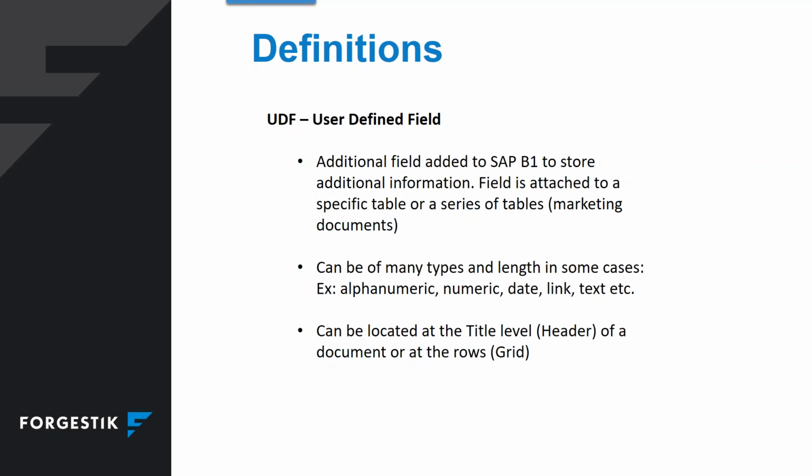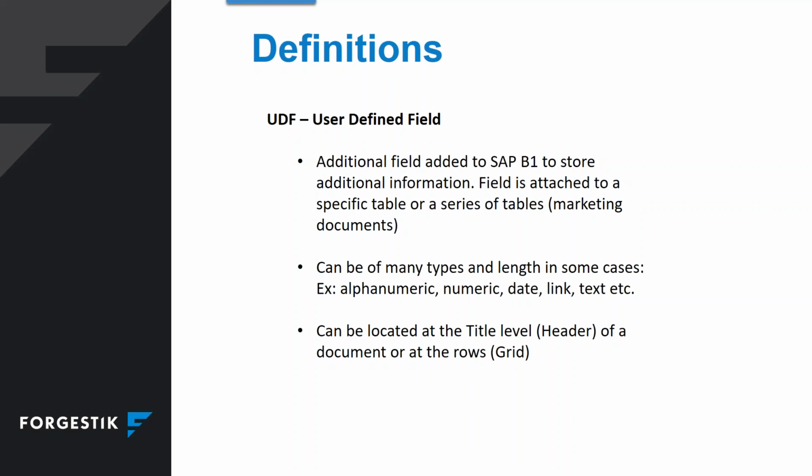Those fields can be of many types and lengths. In some cases, you can have fields that will store alphanumeric values. You can force a field to receive only numerical values. It could be a date, could be a link, could be a full text, a photo, etc. There are many types. We don't cover it all today, but we'll show you how flexible it is.